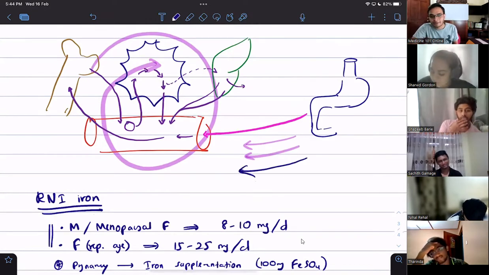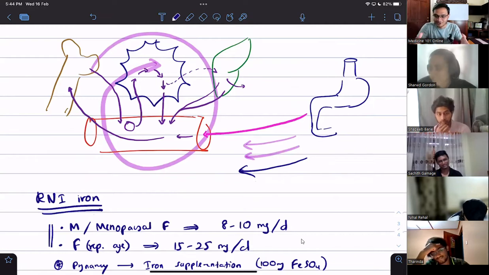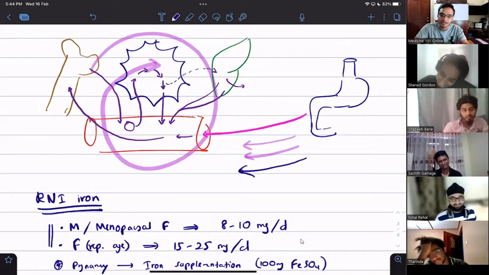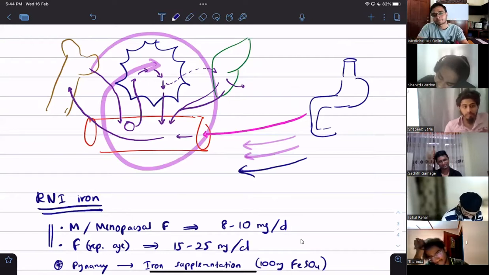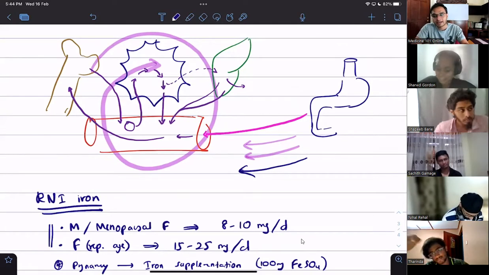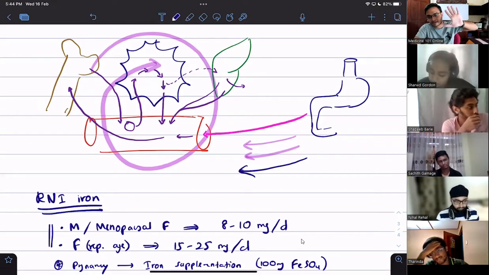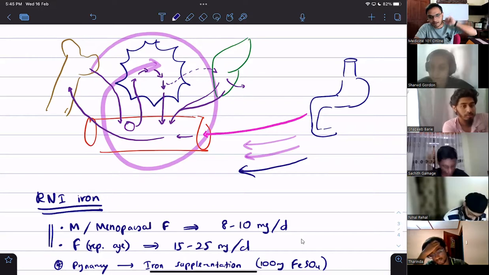We cannot kill that many chickens. I mean, that's not the issue. But what I'm trying to say is we cannot get all that we need from the diet. The major form of how we get iron is through this recycling. Okay, everyone understood that, right?